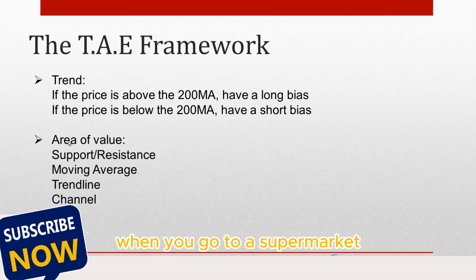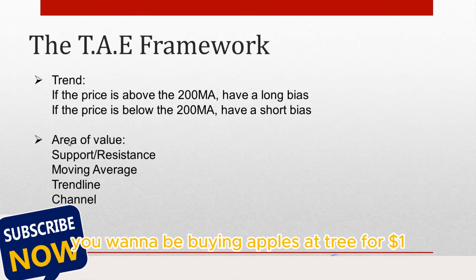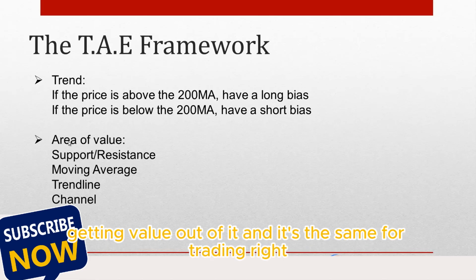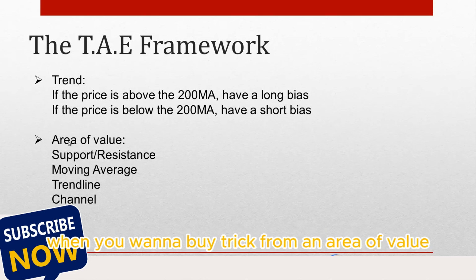When you go to a supermarket, you don't buy apples when they're selling 3 apples for $30. You want to be buying apples at 3 for $1, 3 for $2, right? You're getting value out of it. And it's the same for trading, right? When you want to buy, trade from an area of value.